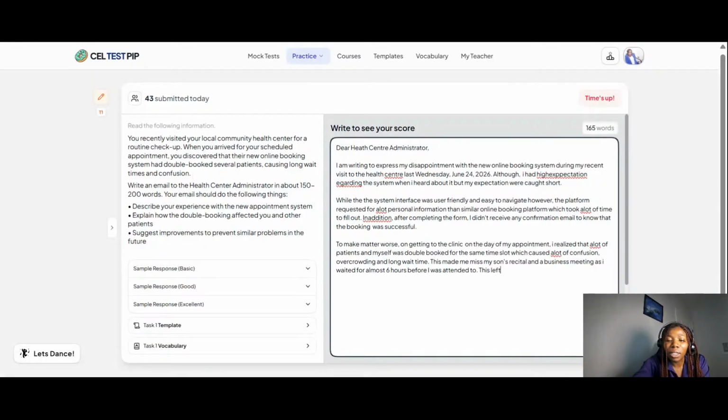This left the patient, left me frustrated, or left the patient frustrated, left us frustrated. This left us, I may have to correct it when I'm reading through. This left us frustrated and disappointed. This left most of us frustrated.